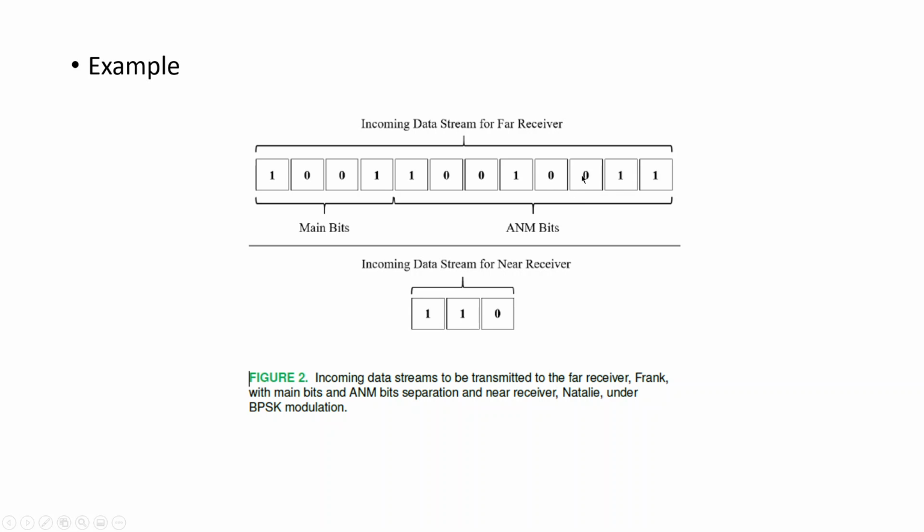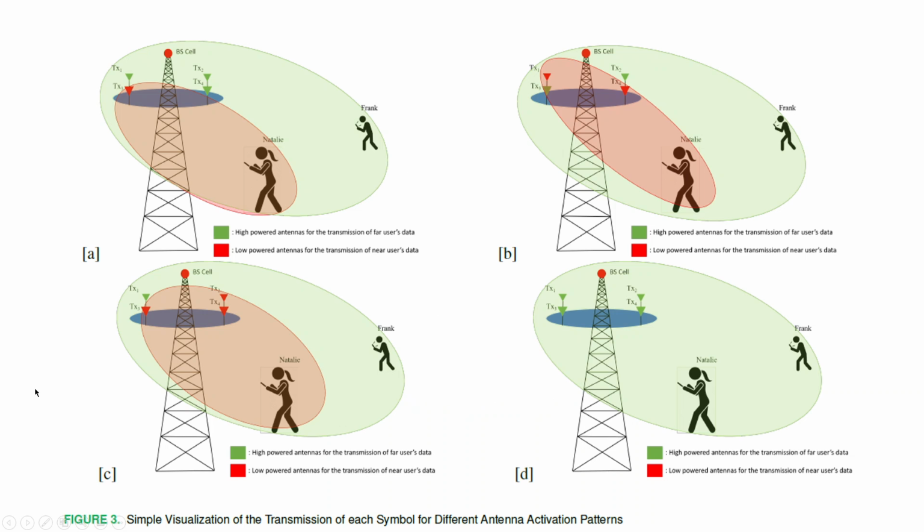If we check out the third symbol of the A&M bits group, we see that we have a 0, 0, which means transmission activation of only 1 antenna for the far user. In that case, while we deploy only one antenna for the transmission of the far user, the remaining 3 antennas will be deployed to transmit the near user's data.